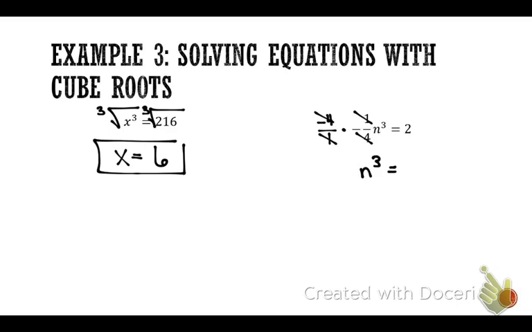But it's not n to the third equals 2. What do I have to do now to the other side? What do I have to multiply it by, guys? What did I multiply the left side by? Negative what? Come on. Negative 4. So I multiply the right side by negative 4. What's 2 times negative 4? No calculators. What's 2 times negative 4? Negative 8.